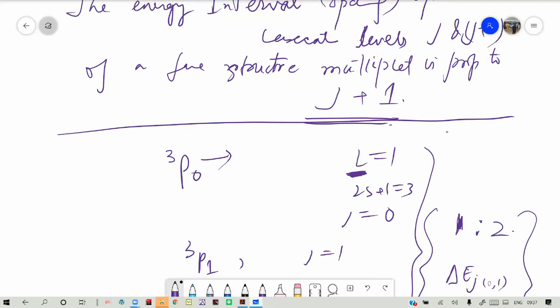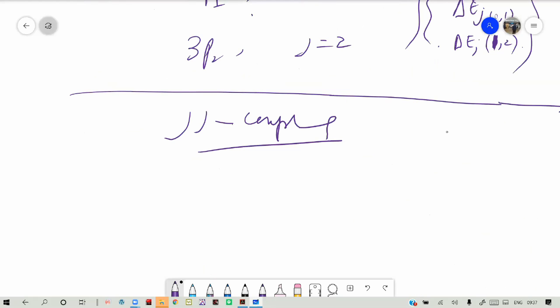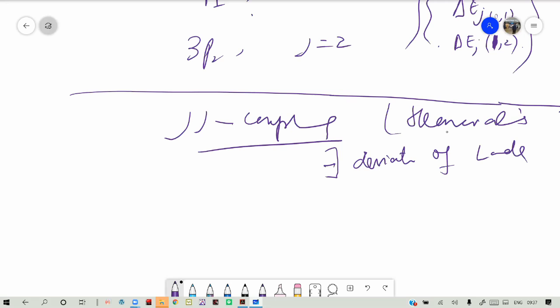But in the case of JJ coupling, if you treat only JJ coupling for heavier atoms, there exists a deviation in this rule. So there is a deviation in the interval rule.